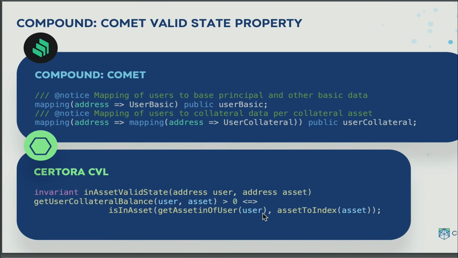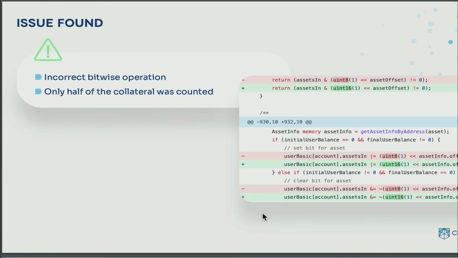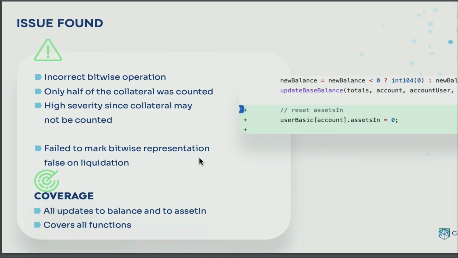So this found a very nice bug, a very common bug. We see this a lot in wrong bitwise operations. The general issue was that there was a wrong casting here, and what it actually meant is that half of the collateral was not counted. So someone can have collateral, but also be liquidated. So this is one bug that was found by this property.